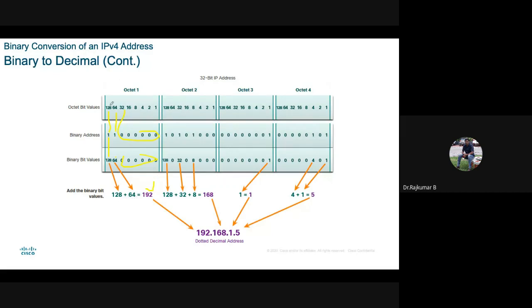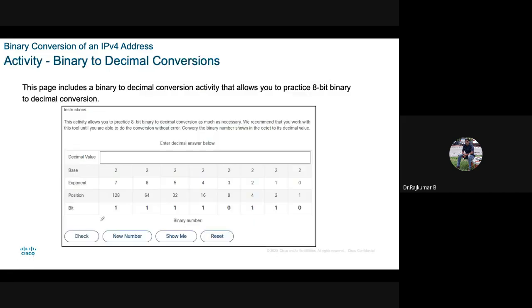So what is the decimal value of your octet 1? It means 192. Similarly, for octet 2, the value is 168. Similarly, for octet 3, the value is 1, and octet 4, the value is 5. So, this is the way of conversion from binary to decimal of your IPv4 32-bit address.